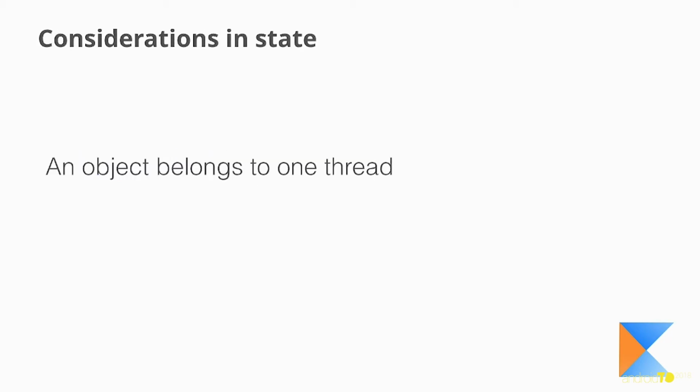Now, a few considerations about state. I think that's something important in Kotlin Native, and it is that an object always belongs to one thread. They cannot be shared. If you come from the Java world, this is different. It doesn't work that way.